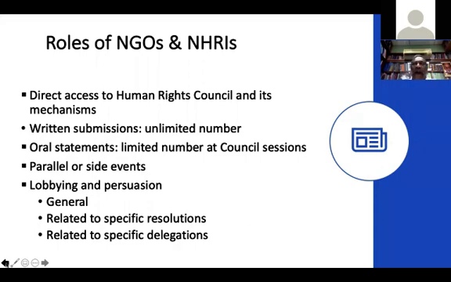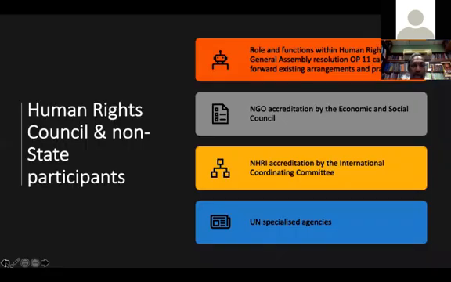NGOs are accredited. There is an NGO committee that meets in New York. You have to apply to that. If you are a registered NGO from a country, you have to apply to that NGO committee. That NGO committee, after a process, gives you accreditation. I'm telling you like a story.